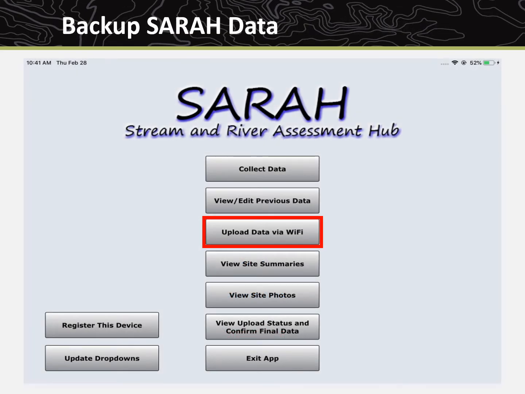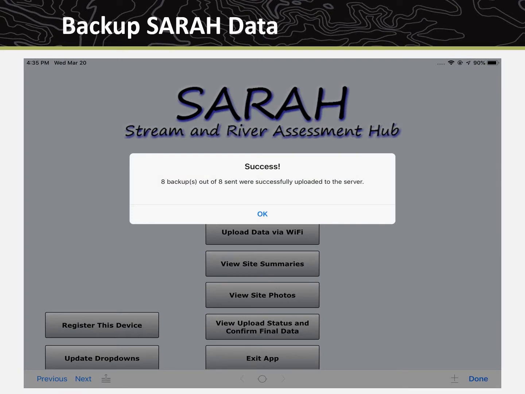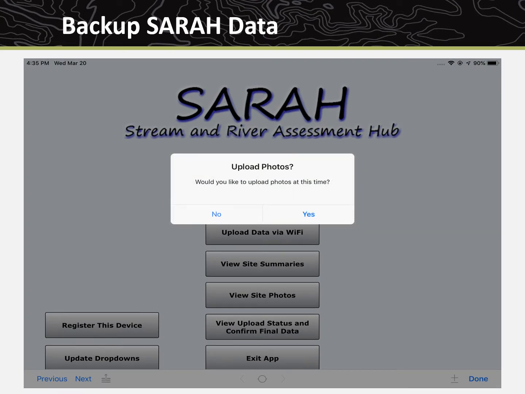To back up SARA data, use the Upload Data via Wi-Fi button on the SARA main menu. When data are successfully uploaded to the server, SARA will ask if the crew would also like to upload their photos, which should be done if the iPad has a good connection. If any edits are made to a reach, it must be re-uploaded via Wi-Fi again.